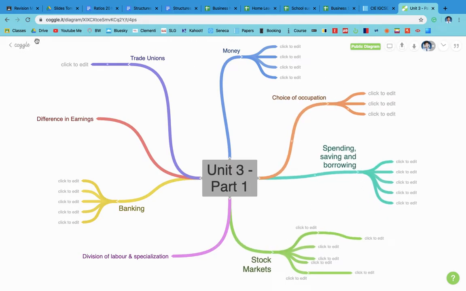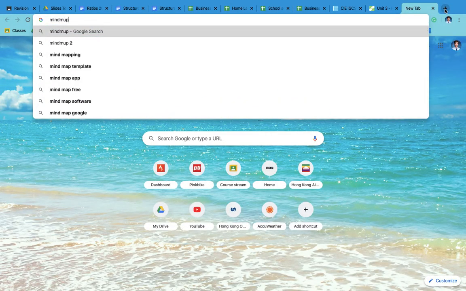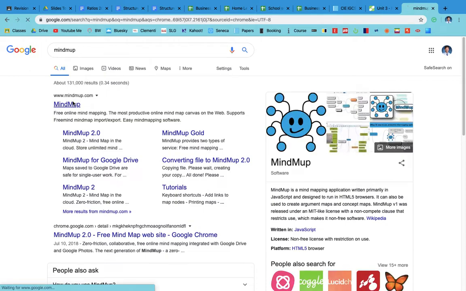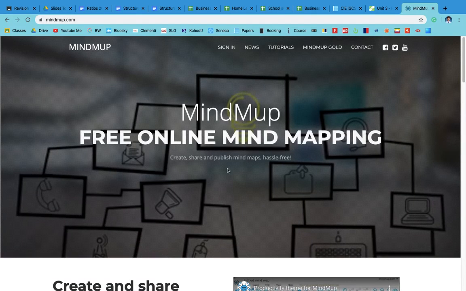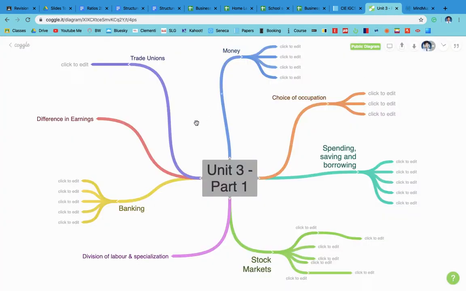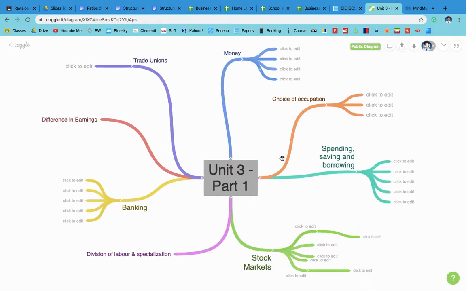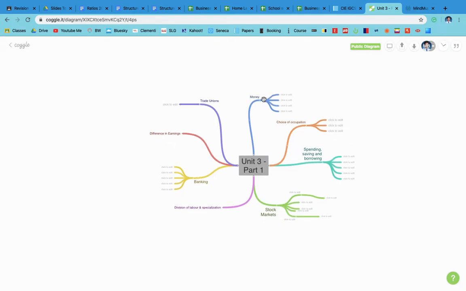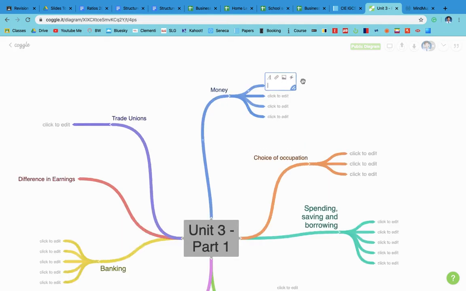I'm using a website called Coggle. I believe you can also use a website called MindMap. I've never used this one, but some students say this one's better. I've got no idea. Use whichever one you think is most appropriate and the one that you know, but I've always just used Coggle. And then what I want you to do is write as much detail as you can. You might need to zoom out a little bit to fit everything in. That's absolutely fine. So start with money, nice and easy.